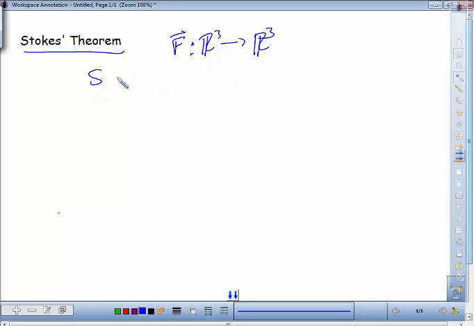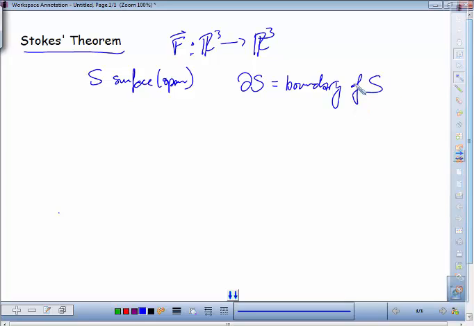So S is the surface, and it has to be an open surface. So I'll put open in parentheses, but more importantly, instead of using C for the curve that represents a boundary, let's use S with a little partial, and remember the partial stands for the boundary of S.